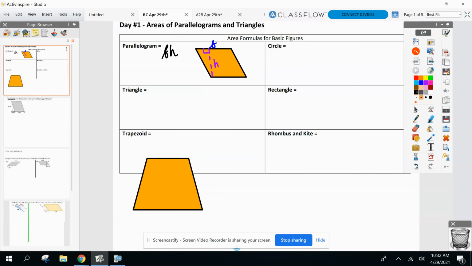Base times height. Triangle. I think you've dealt with that before. Base times height divided by 2. Yep, base times height divided by 2. I like to write it 1/2 base times height, but you are certainly correct when you say base times height divided by 2. Same exact thing. Base does not equal bottom. It is wherever your perpendicular height is drawn to.